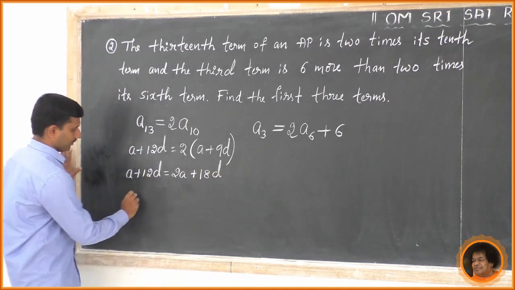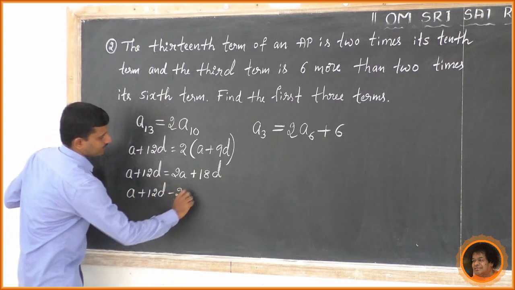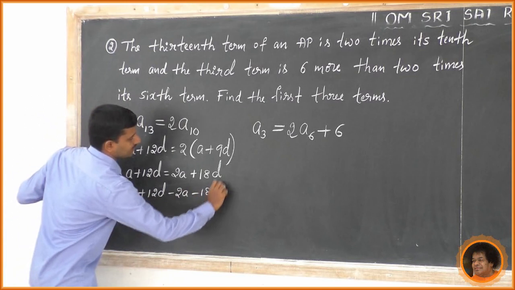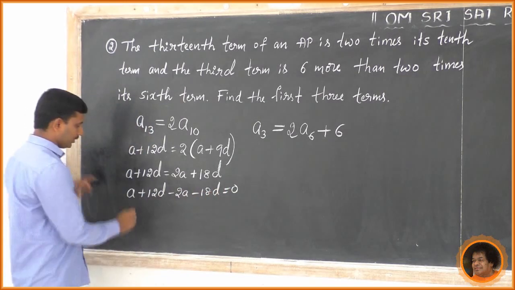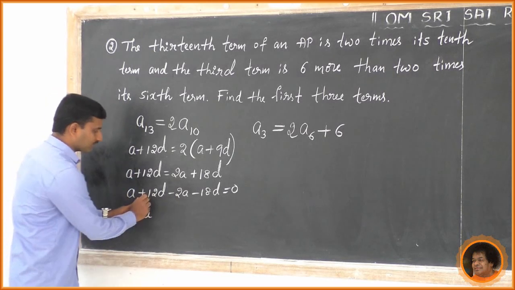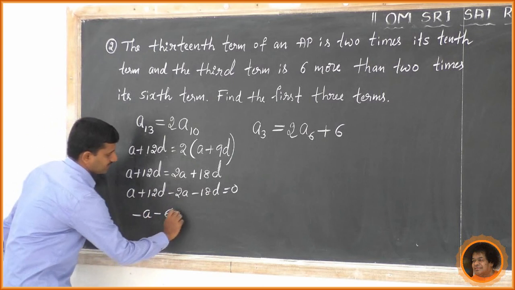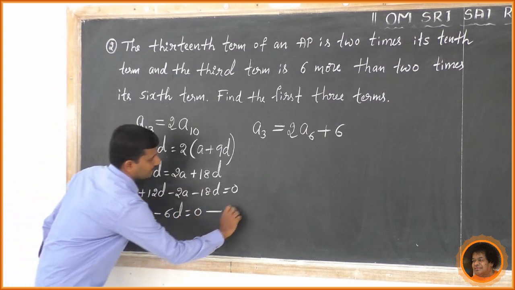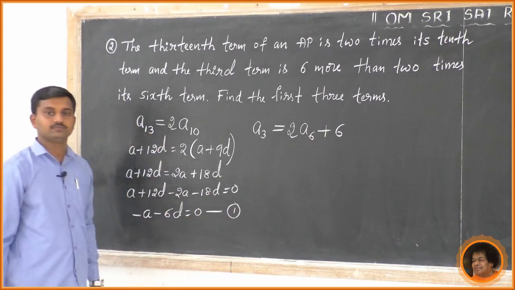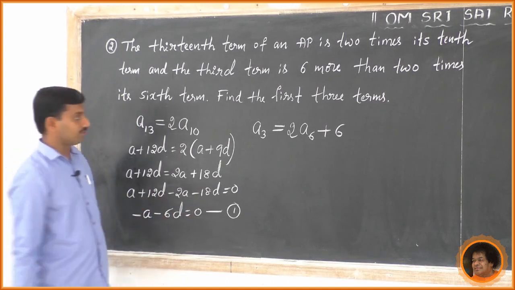Now simplify. So A plus 12D minus 2A minus 18D equals 0. So A minus 2A, minus A, plus 12D minus 18D, which is minus 6D, equals 0. Let it be equation number 1. So the first equation: minus A minus 6D equals 0.